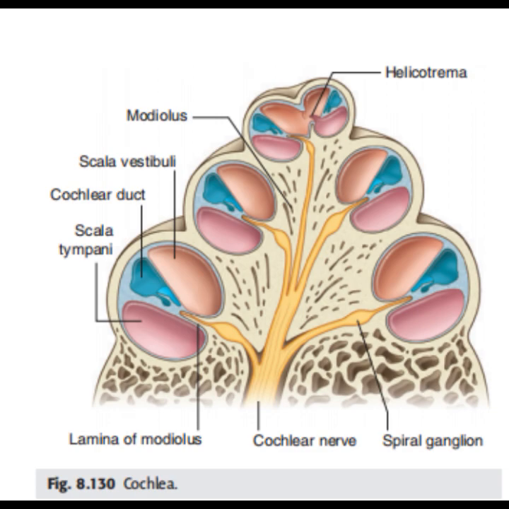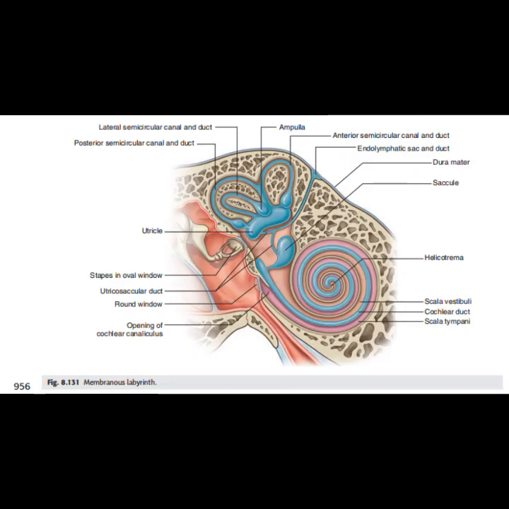Finally, near the round window is a small channel, the cochlear canaliculus, which passes through the temporal bone and opens on its inferior surface into the posterior cranial fossa. This provides a connection between the perilymph-containing cochlea and the subarachnoid space.